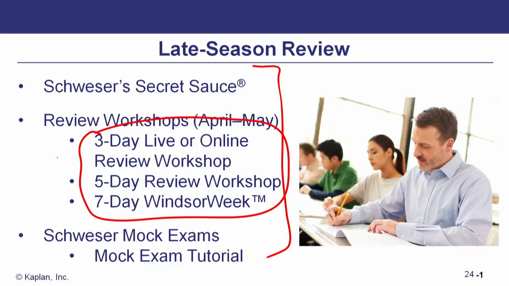Apart from that, we have a late season product known as the Schweser Mock. We offer this in partnership with many societies, 100 or more societies around the world who administer our mock.